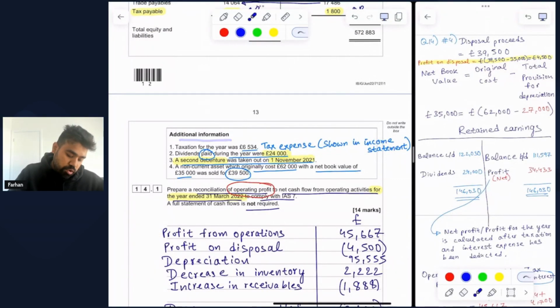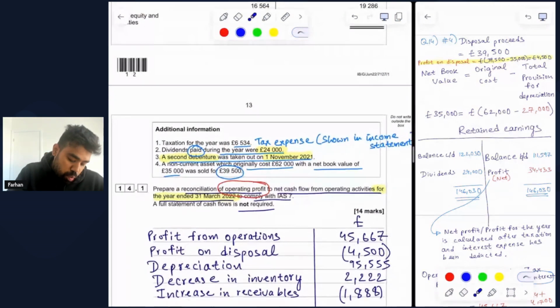And then we are asked to prepare a reconciliation of operating profit to net cash flow from operating activities for the year ending 31 March 2022 and complying with IAS 7. So what we will do first is understand the additional information, starting with the point number 1.